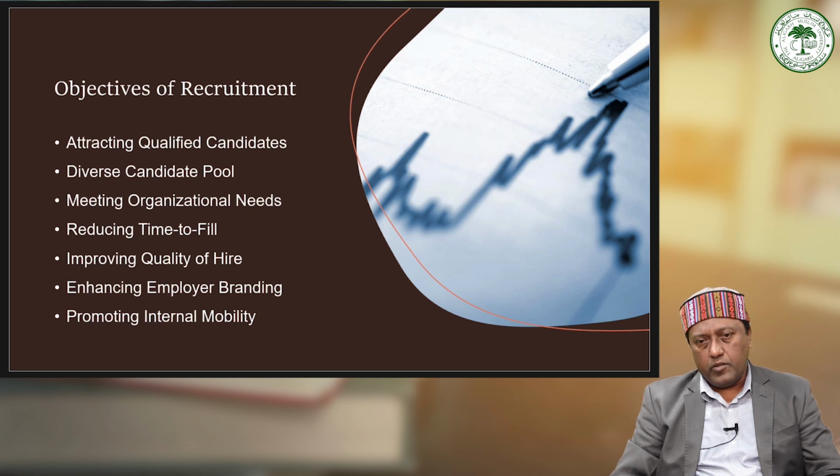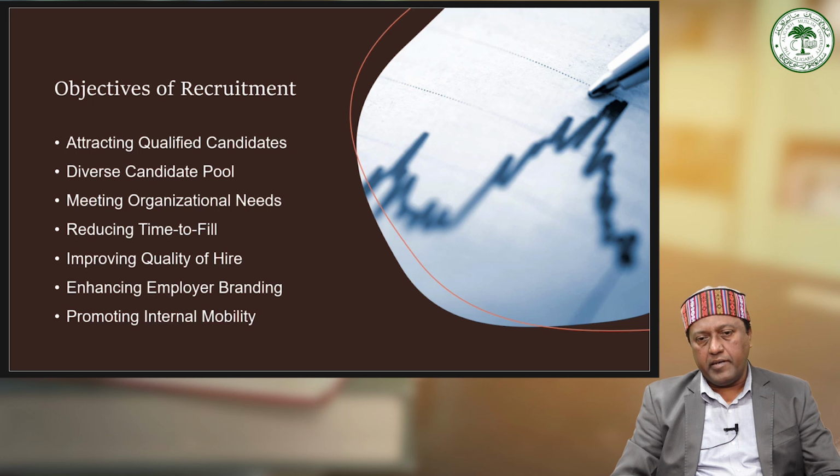So this is one more important thing. So what can be done? I told you this, improving the quality of hire is also one of the important tasks here. Recruitment seeks to enhance the quality of hires by selecting the candidates who possess the requisite skills, competencies, and cultural fit for the organization. This objective involves employing a rigorous screening and selection process to identify candidates who are likely to succeed in their roles and contribute to organizational success.